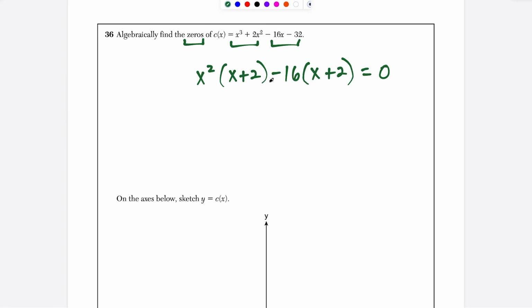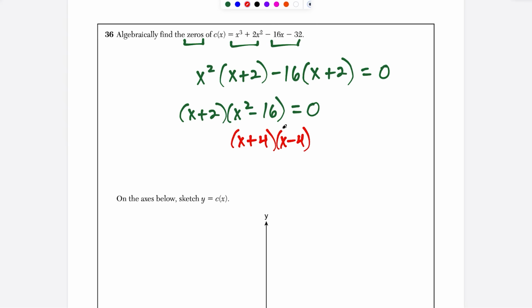So now from here, we could factor out x plus 2, and we're left with x squared minus 16 is equal to 0. And for this over here, we have a difference of 2 squares. So this one we could break down to x plus 4 times x minus 4. And the x plus 2 over here is just going to tag along. And this is all equal to 0.